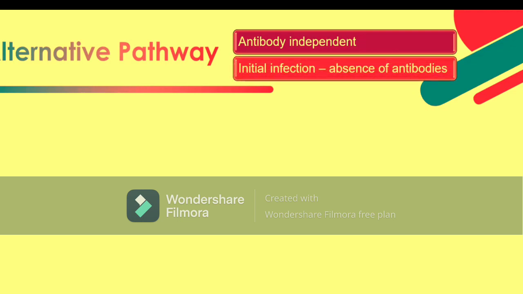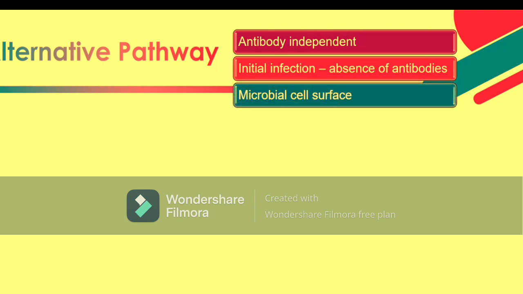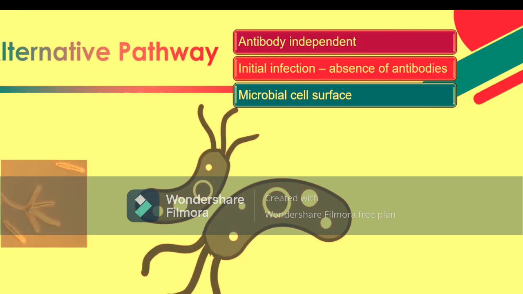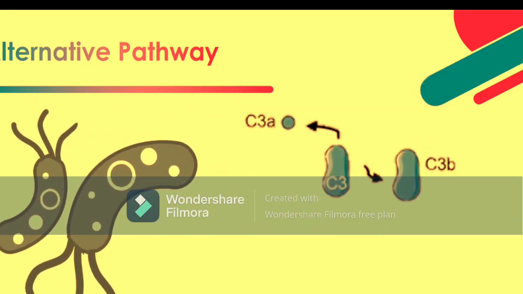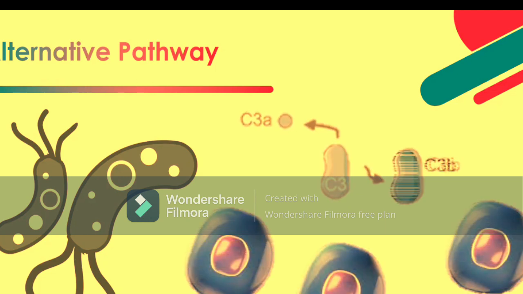The microbial cell wall activates C3 conversion, leading to the binding and splitting by factor D. C3 convertase is formed when properdin is bound, stabilizing it and leading to the C5 convertase. This eventually forms the membrane attack complex, which is similar to the classical pathway. The alternative pathway is antibody independent. It does not need the presence of antibodies to activate this pathway.